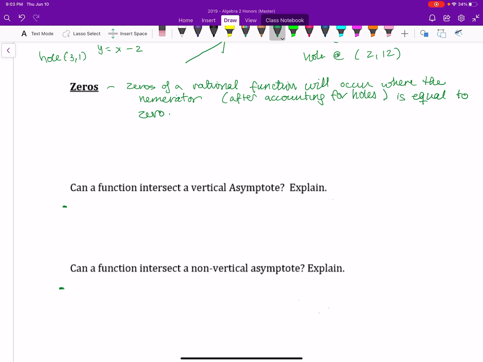Because the function cannot be defined if it makes both the numerator and the denominator equal to zero, because the denominator equaling zero is not defined, okay?